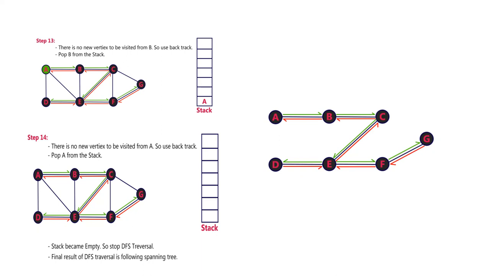Now, this is the final spanning tree: A to B, B to C, C to E, E to F, F to G, and backtracking coming back to F, then E, then going back to G and coming back to E, then C, B and A.